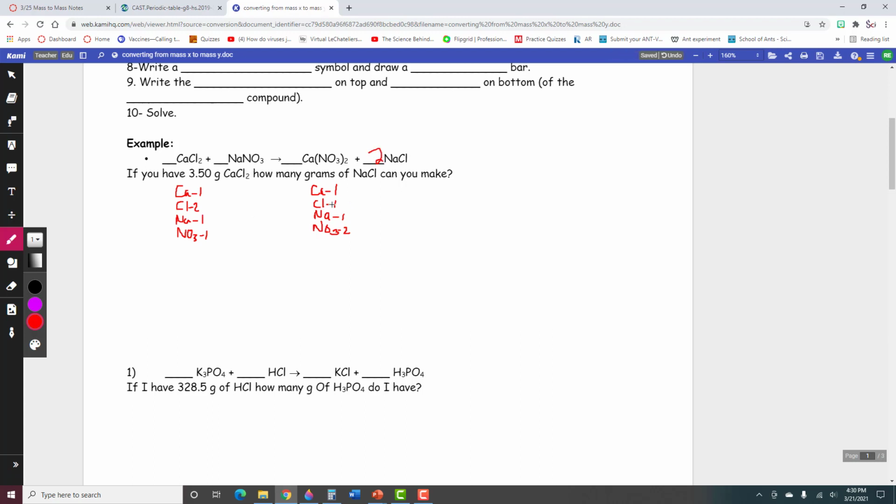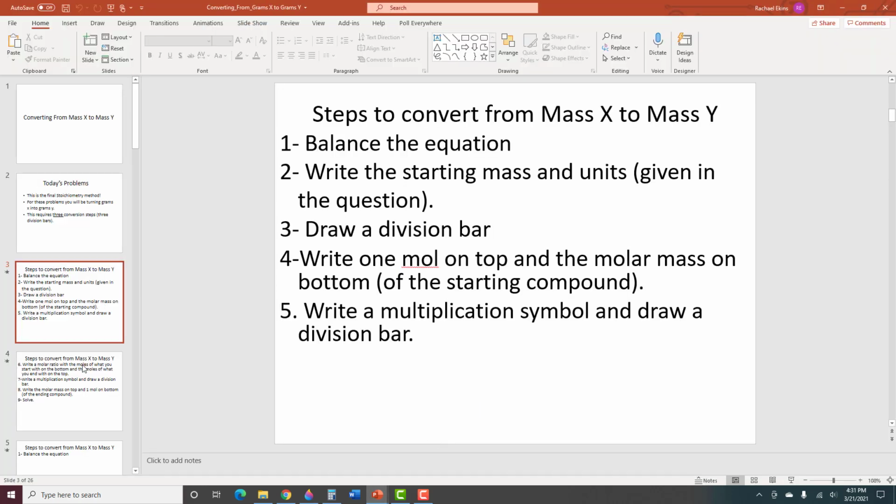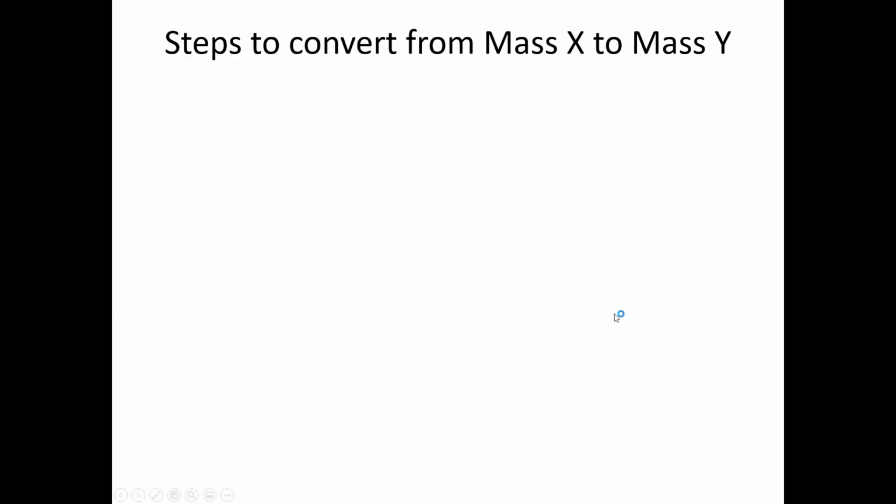That would give me the 2 Cl's I wanted, but it also gives me 2 Na's. And then if I give myself 2 Na's over here, this will give me the 2 Na's, but it also gives me 2 NO3's, and that's fine because I want that. So now this is balanced. So that was step 1, balance the equation.